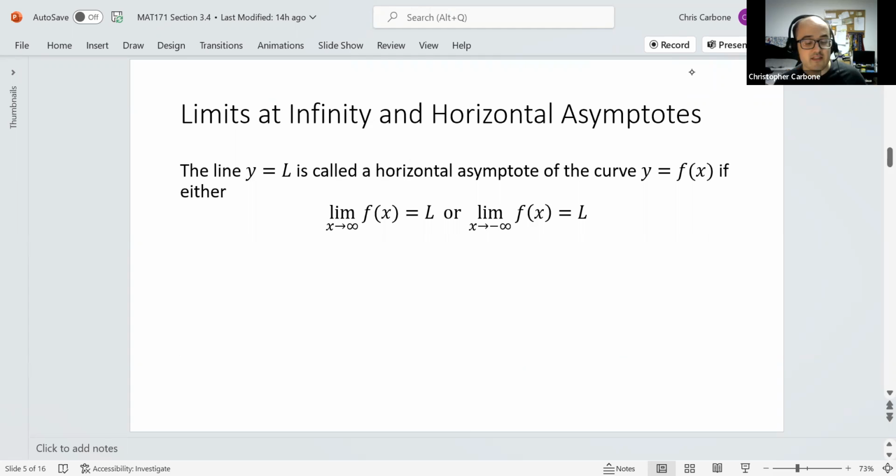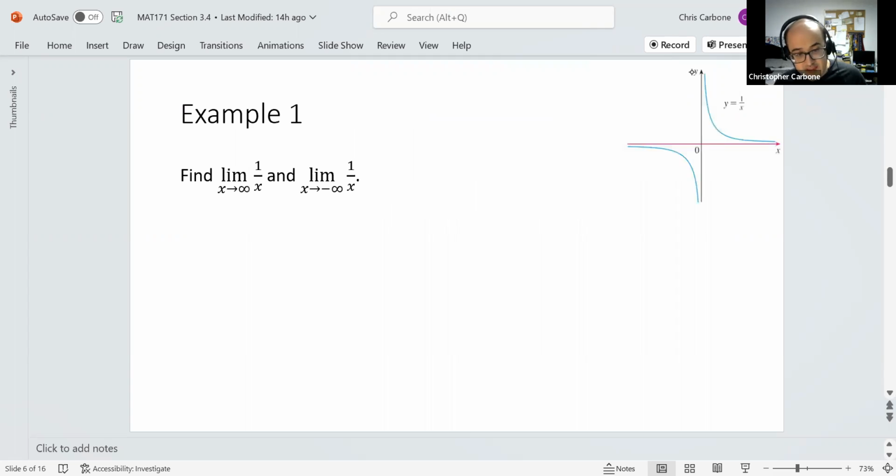So the line y equals L is a horizontal asymptote of the curve y equals f of x if either the limit as x approaches infinity of f of x equals L, or the limit as x approaches negative infinity of f of x equals L. We can see that going on in this example. I have finding the limit as x approaches infinity of 1 over x, and the limit as x approaches negative infinity of 1 over x.